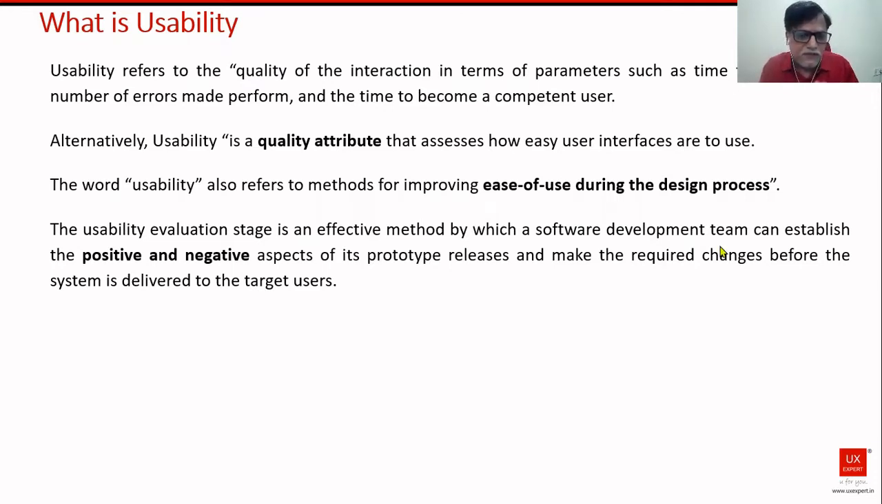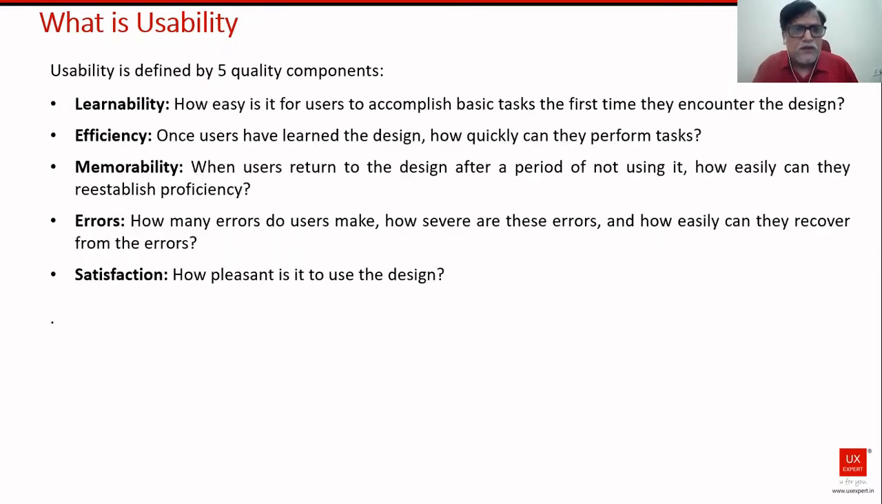It refers to the interaction between the parameters you take. You have to count the errors and the time in which the user completes the task. With regard to that, you have to find out the positive outcomes or negative things. There are 5 attributes, or components, you have to look for in any product when you go for usability analysis or study.